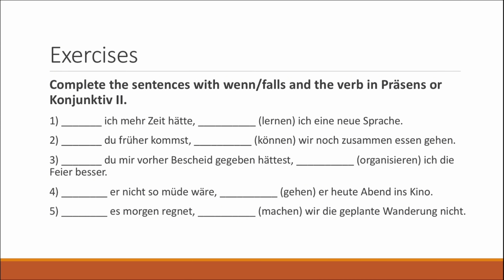Here are some exercises to complete this lesson. Try to complete the sentences with wenn or falls, depending on the context, and the verb in present or conjunctive 2, depending on the hypothesis we're talking about. Is it a real one? Is it a possible one? Try these exercises and write the solutions in the comments so that I can correct them and so that you can understand whether you understood the topic or not.